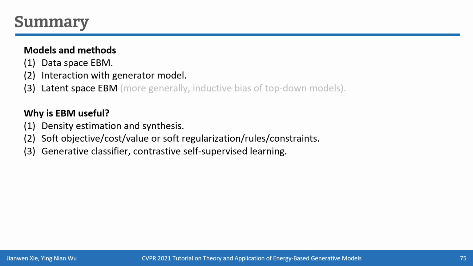And also, perhaps more importantly, you can think of this energy-based model as a generative classifier. And then you can actually learn it from unlabeled data as a matter of contrastive self-supervised learning. For example, in this flow contrastive estimation, we use a noise contrastive estimation framework. So it actually unifies both this discriminative learning and generative learning.